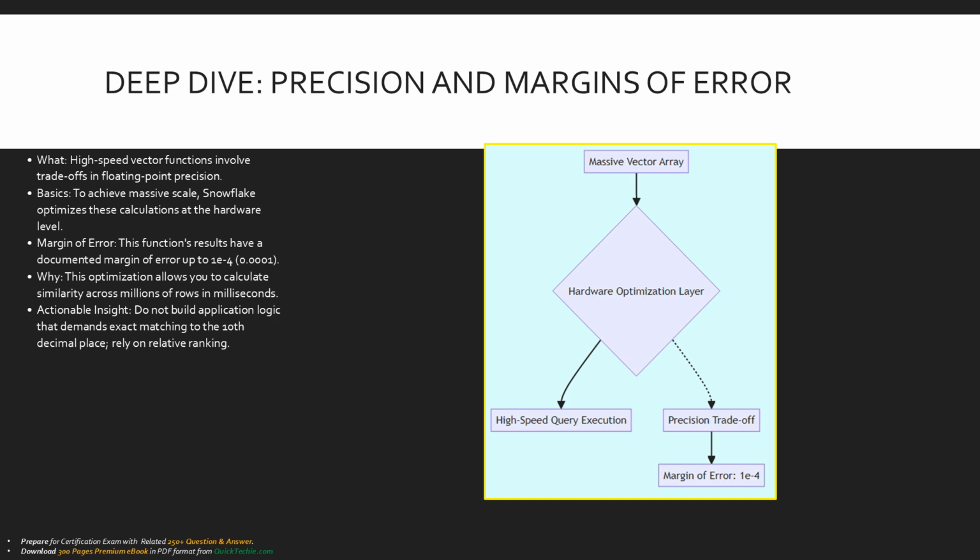Why does this matter? Because you should never build application logic that expects a mathematically perfect match out to 10 decimal places. Instead, use these scores for relative ranking, finding the top 5 closest matches rather than demanding an exact mathematical equality. Let's visualize this architectural trade-off.